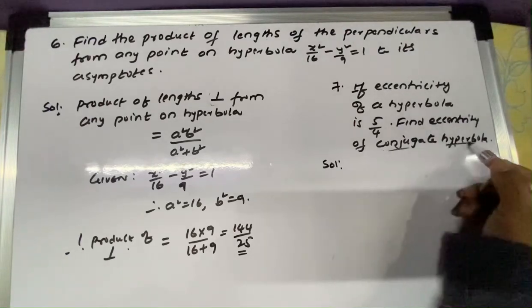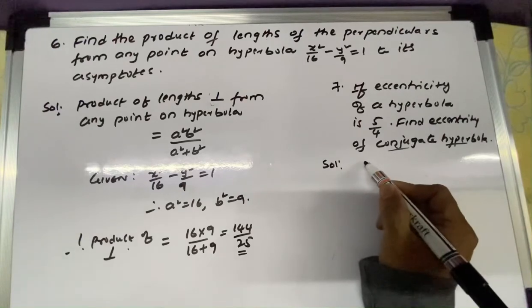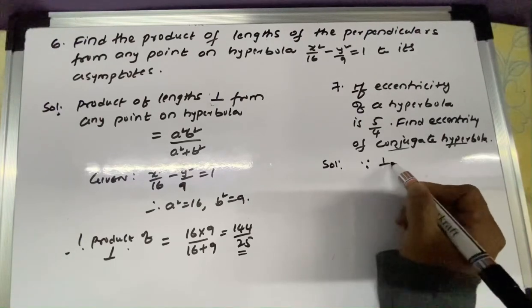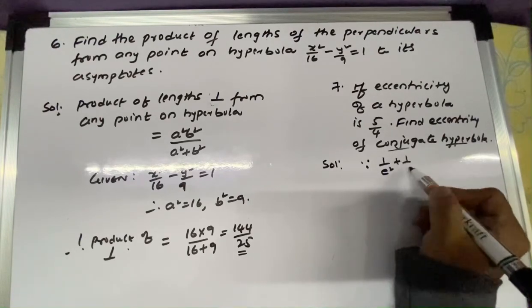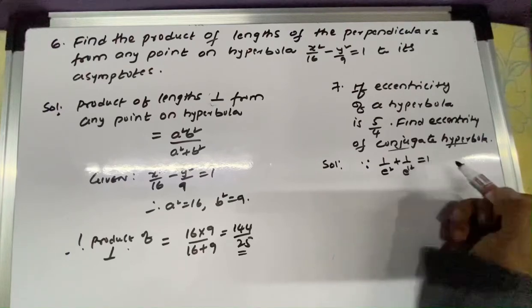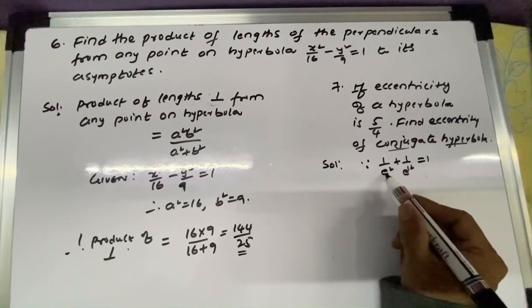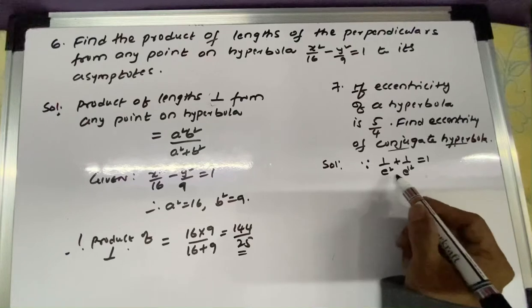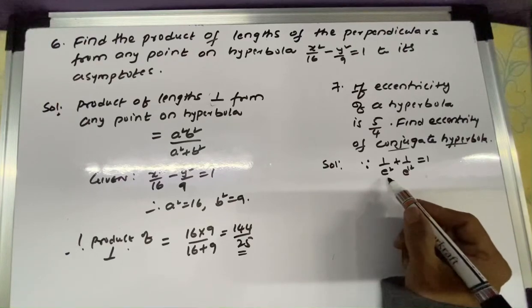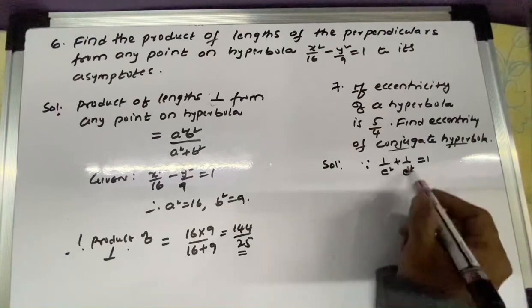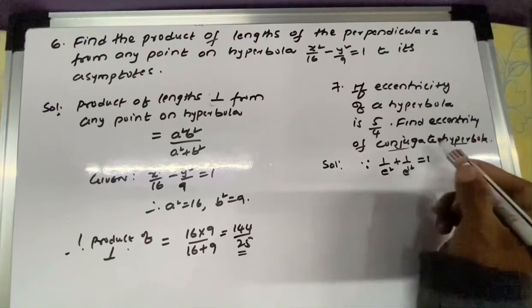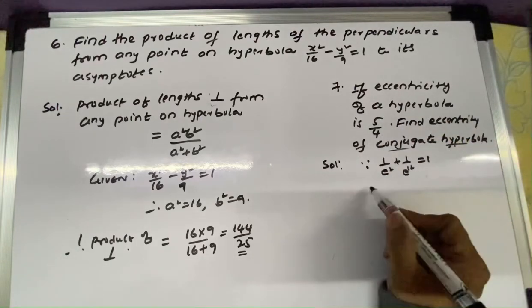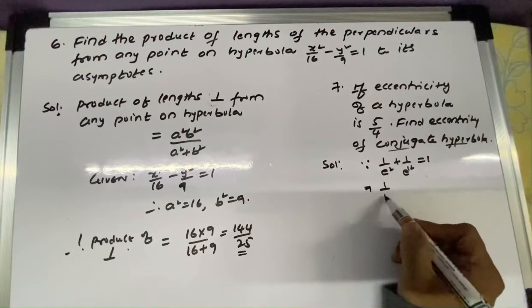Now in the seventh one, we have: if the eccentricity of a hyperbola is 5 by 4, find the eccentricity of the conjugate hyperbola. One of the most important things is you need to know the condition 1 by e square plus 1 by e dash square equals 1. It means if we add the reciprocals of the squares of both eccentricities, you will get 1. So if one eccentricity is given, we can find the other by substituting.